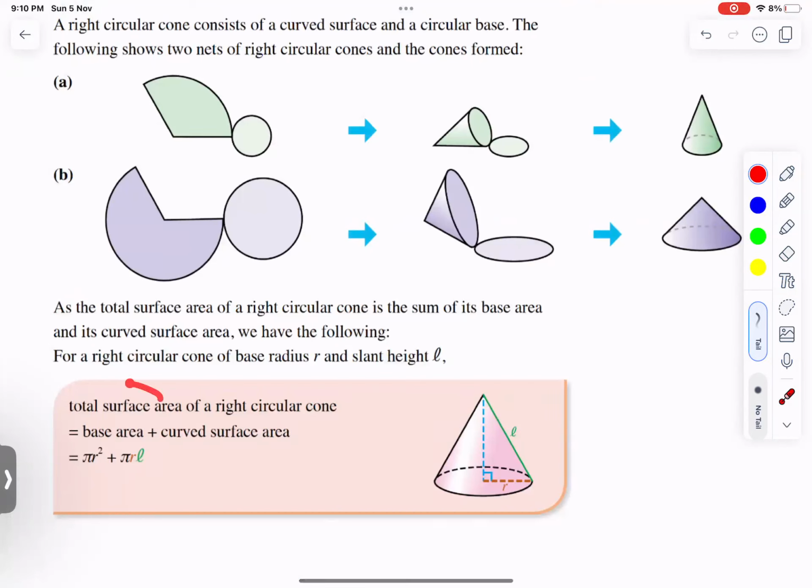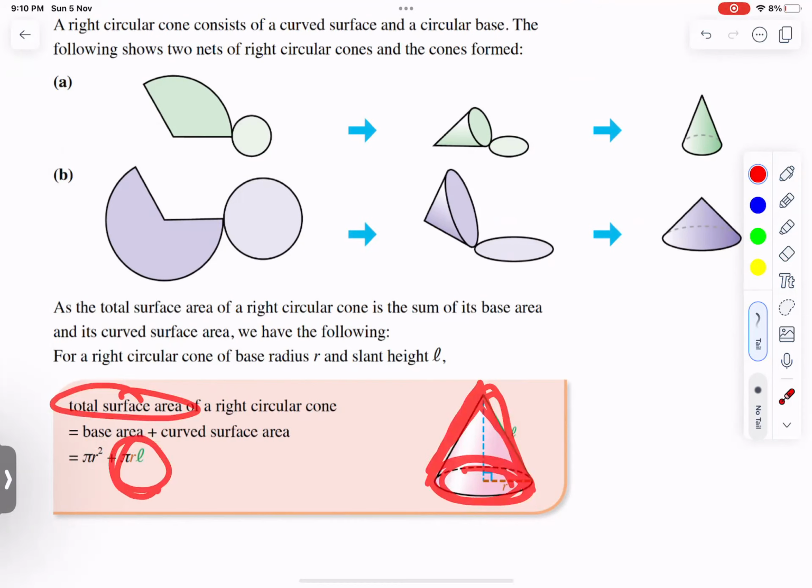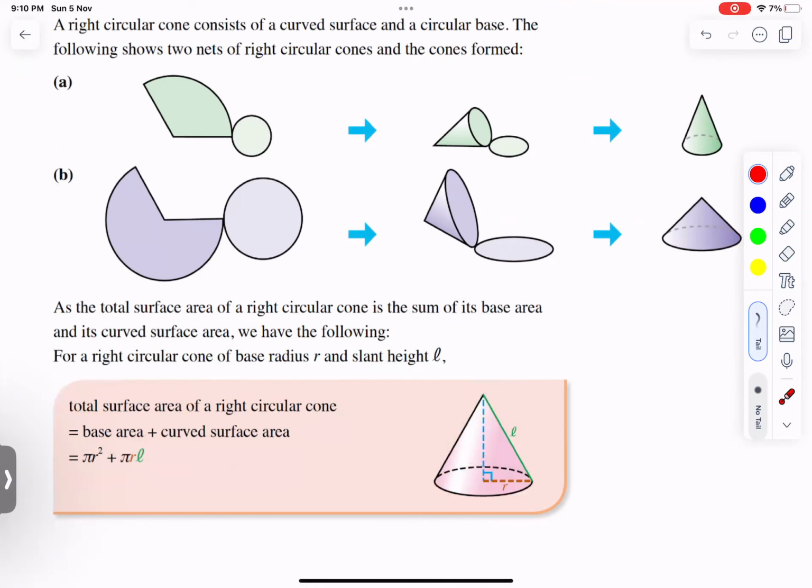So how about if the question asks you total surface area? Total surface area means whatever shape that you see, find the area of it. This curved part, we know it's pi r L. But do you see that there's a circle downstairs as well? Yes, so that is the circle area, pi r squared. So if you want to find the total surface area, it will be this curved plus this circle. So you can remember this as well. It will be useful for your exams.